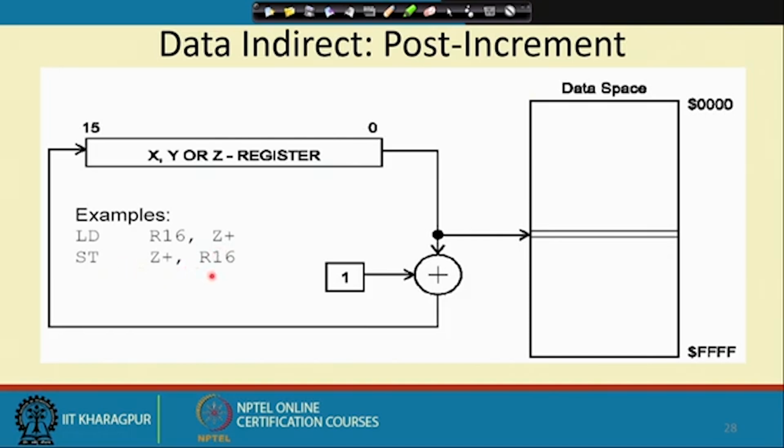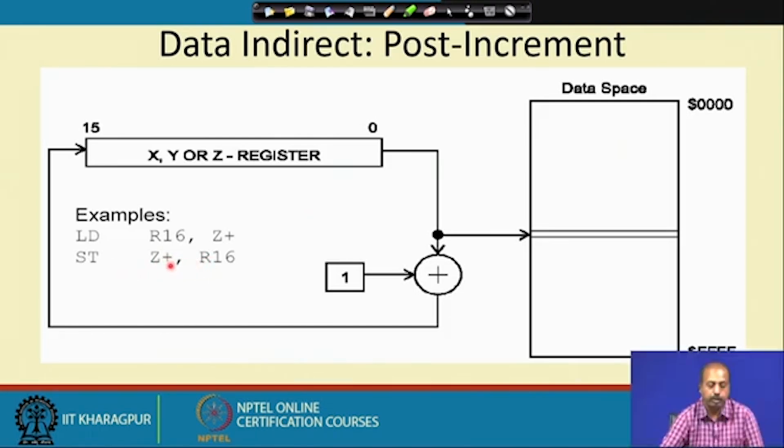ST Z plus, R16. So, that way we can have this value stored in the memory location pointed to by the Z register. After that, this Z register content will be updated. So, we can have this data indirect with post increment. So, we have pre-decrement and post increment. We do not have post decrement or pre-increment. Those modes are not there, but pre-decrement and post increment are the two modes that we have with data indirect mode.